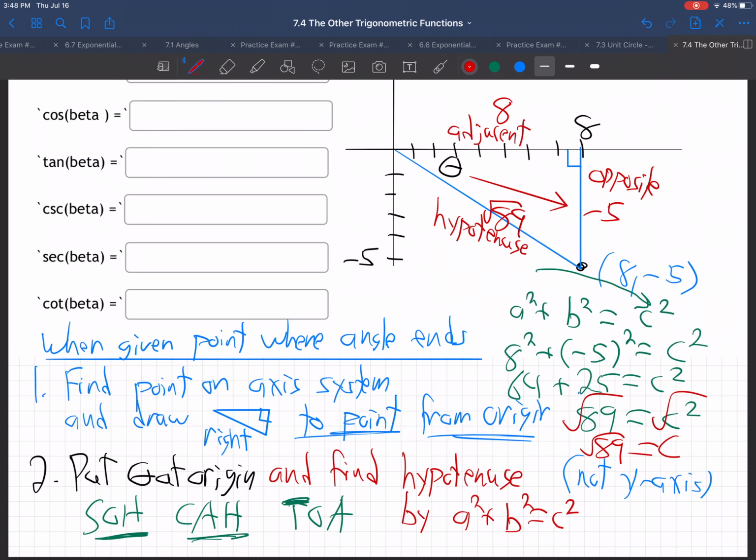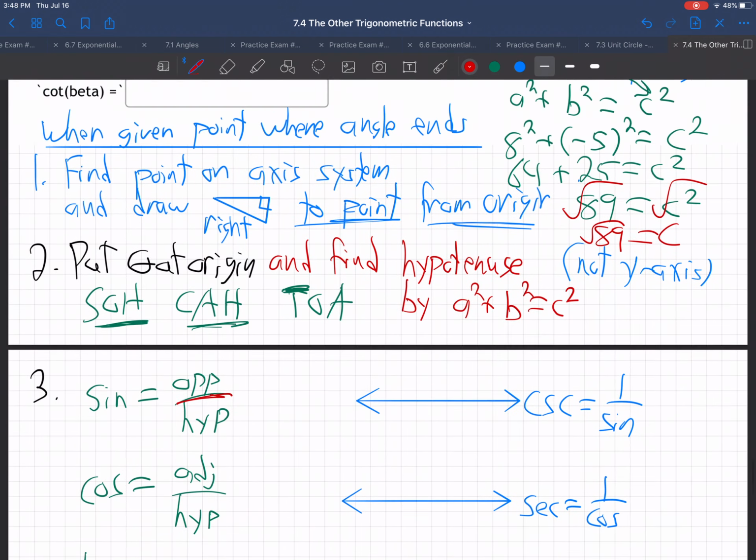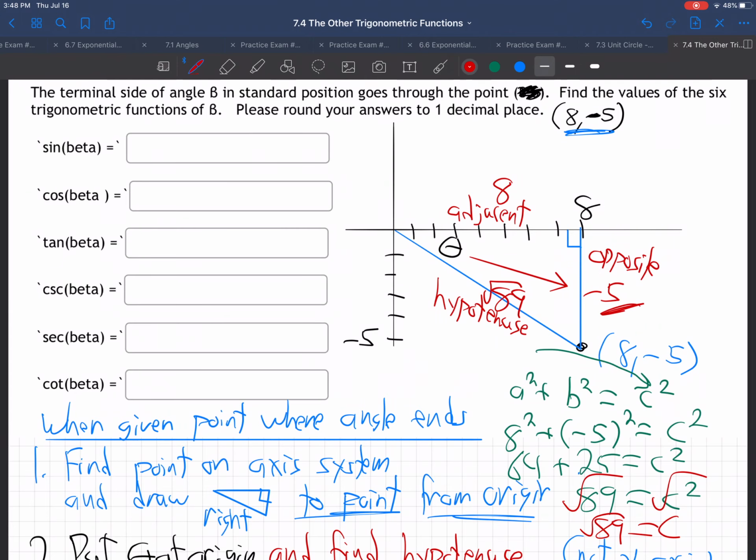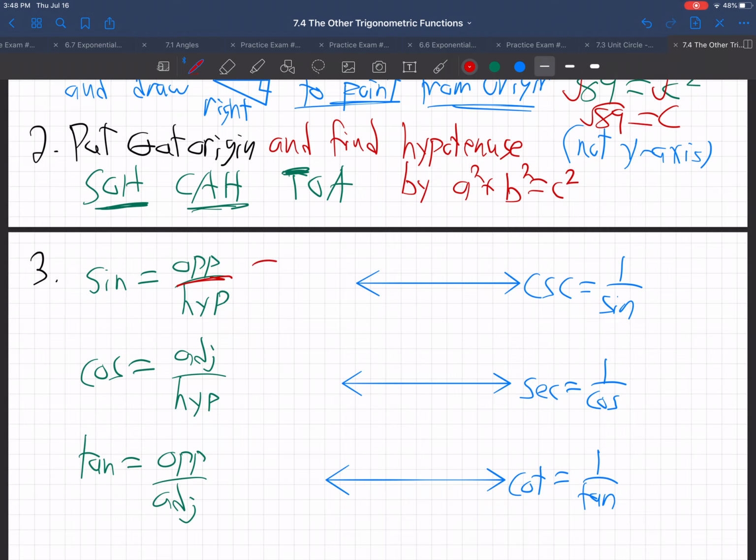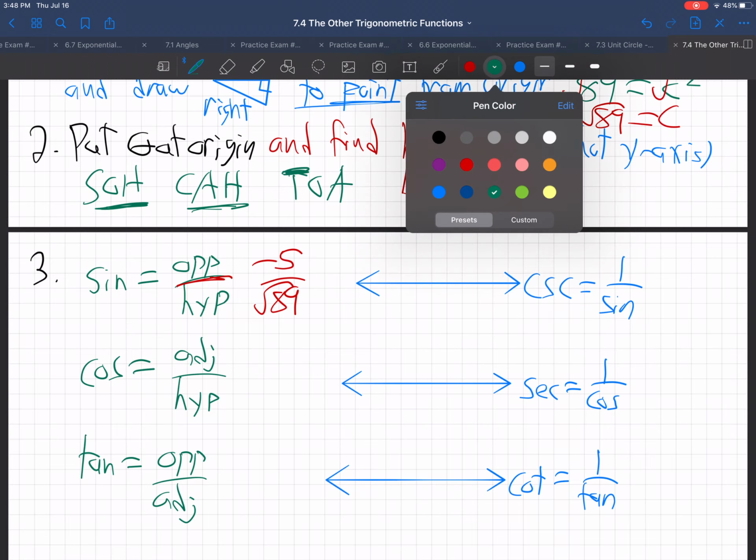All right, let's do it now. So now we can do sine: opposite over hypotenuse. Negative 5 over root 89. Now we can't leave roots in the bottom. You probably know that already. So we have to get rid of that.